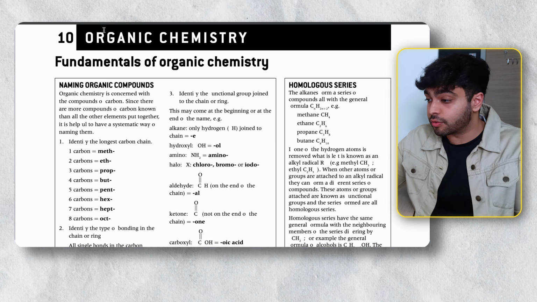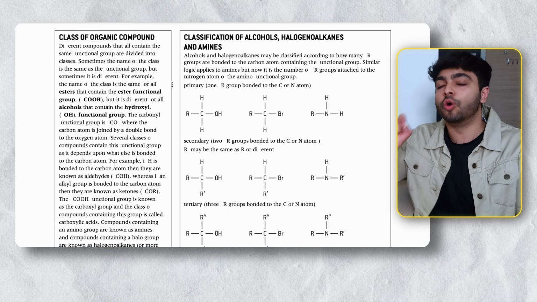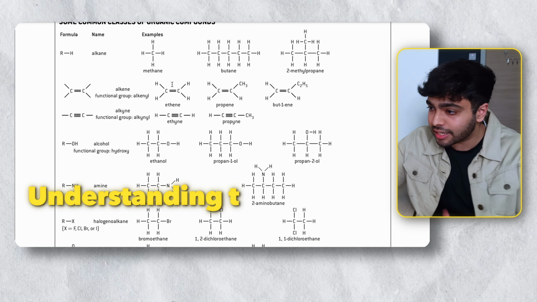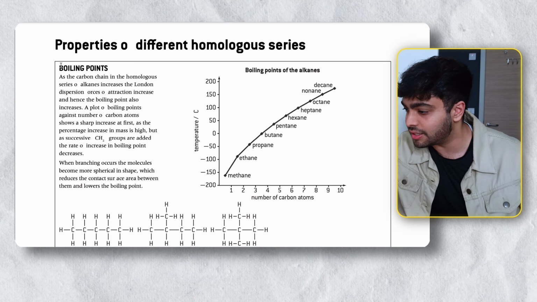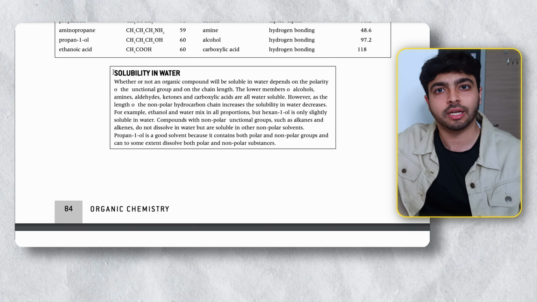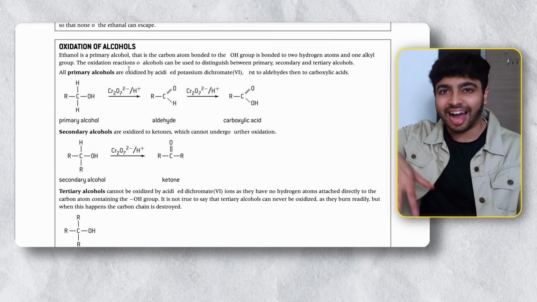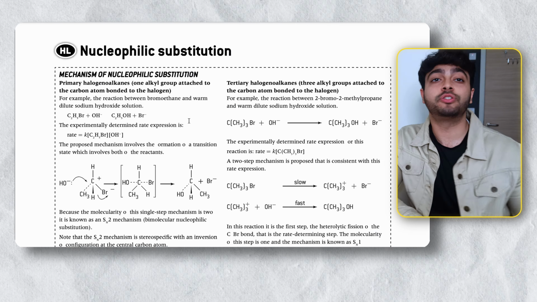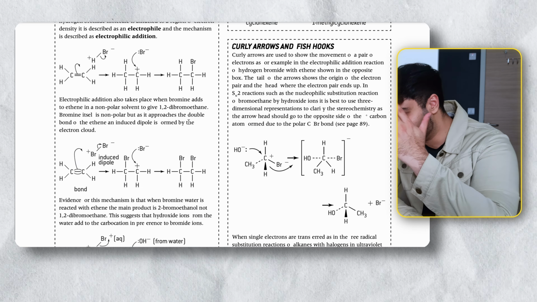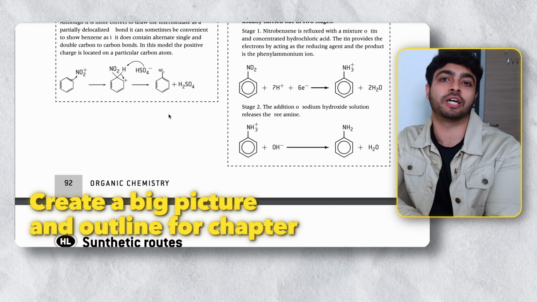This means scrolling through or flicking through the pages with the goal of simply understanding the structure of the chapter. Read the headings, the subheadings, any of the summaries at the end, and simply just look at how it is laid out. What are the topics that are included? How is the chapter divided up? Literally, the first 3 to 5 minutes of you studying needs to be you just creating a big picture and outline for the chapter in your head.